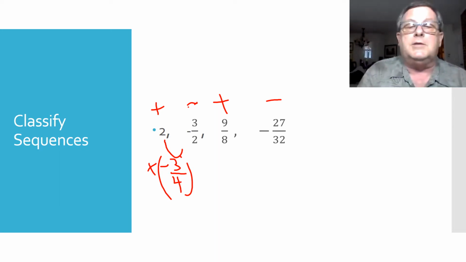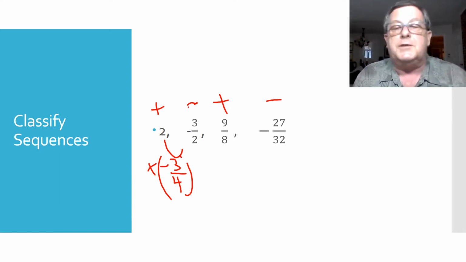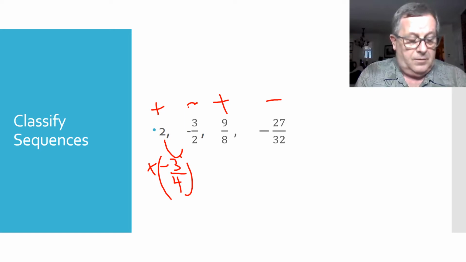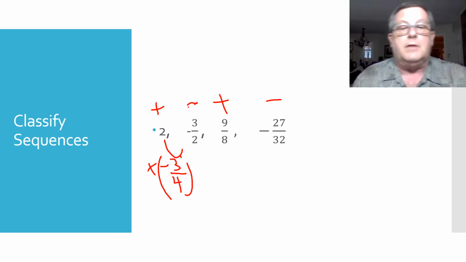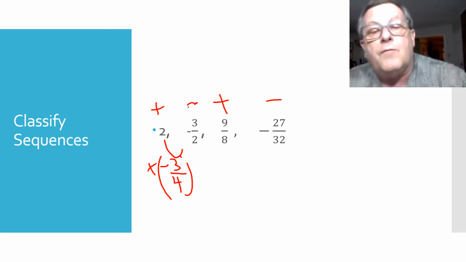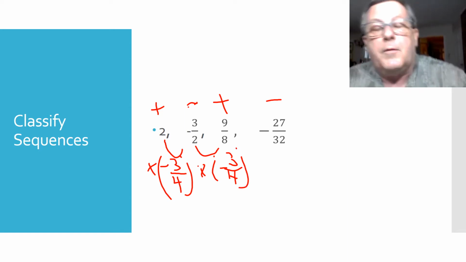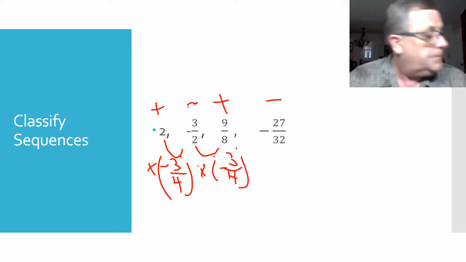All right, let's check the next one, because we don't know if it's a geometric or a neither. We've ruled out the arithmetic, and I'm going to hit parentheses 9/8, close my parentheses, divided by parentheses -3/2, close parentheses, and I also get -0.75, or -3/4. So we're looking pretty good that this is geometric. With a common ratio of -3/4.